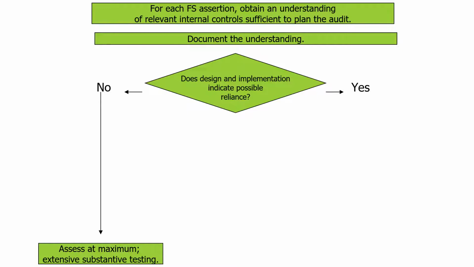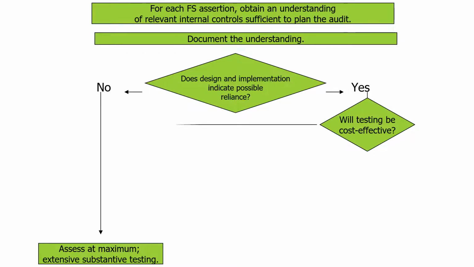However, if the auditor, upon looking at the design and implementation, sees that this is something that I may be able to rely on and intends to rely on the controls, then the auditor will ask, will testing be cost effective? Meaning to say, if I perform tests of controls, how likely is it that I would be able to gather sufficient and appropriate evidence that will allow me to reduce my substantive testing later? Will testing be cost effective?